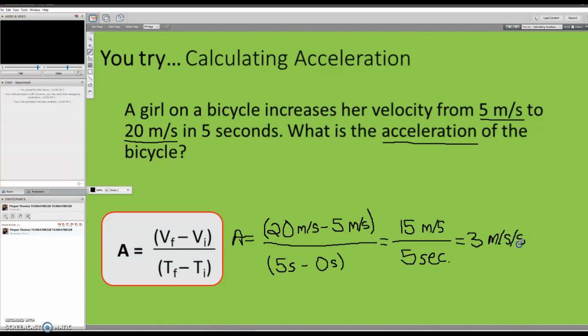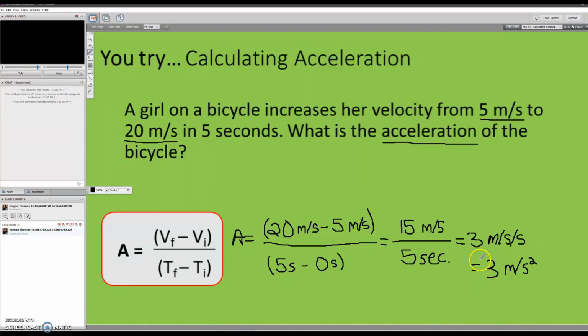And as you know, when we rewrite this correctly, our final value for this girl's acceleration on her bike is going to be 3 meters per second squared. And we see meters per second squared because there are 2 values of time, 2 seconds in our denominator. So this girl's acceleration is going to be 3 meters per second squared.